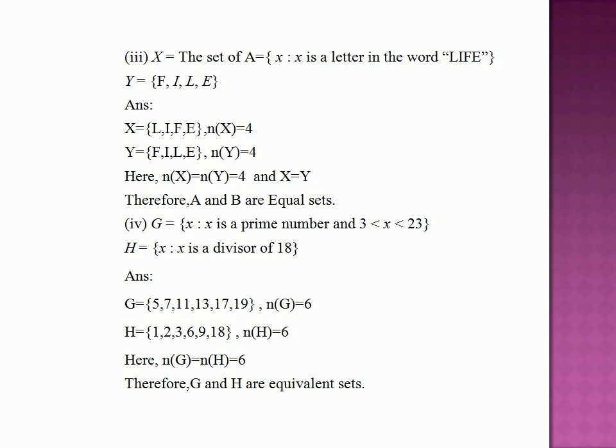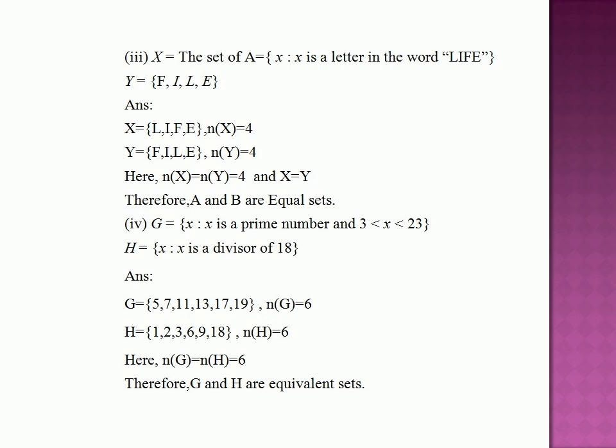Fourth subdivision, G equal to x such that x is a prime number and 3 less than x less than 23. H is equal to x such that x is a divisor of 18. Listen dears, the set G is equal to the set of all prime numbers between 3 and 23. So 5, 7, 11, 13, 17 and 19 are the prime numbers.